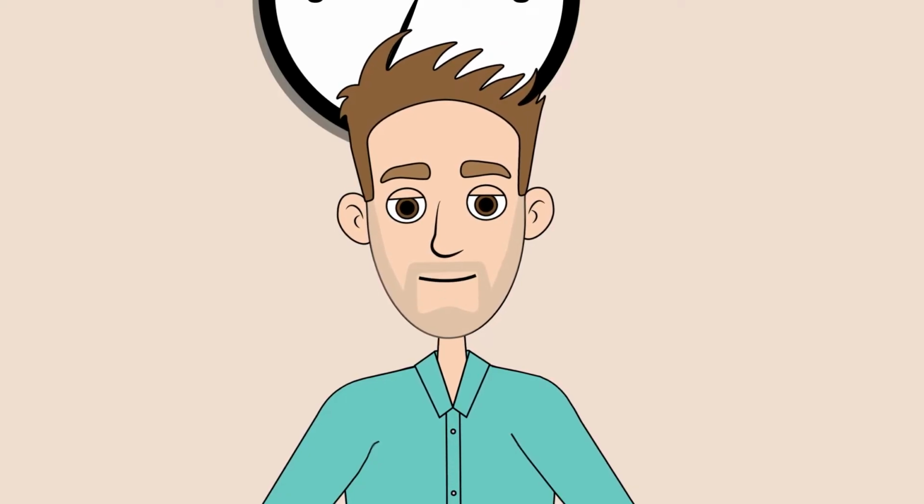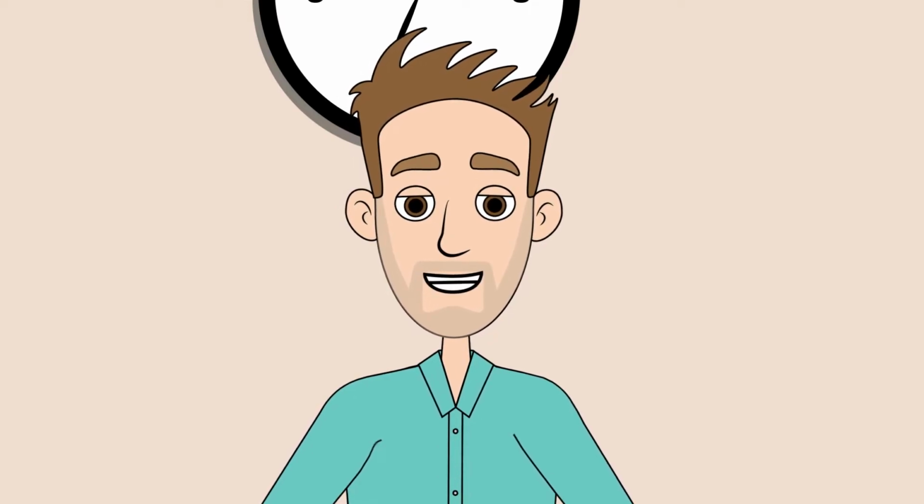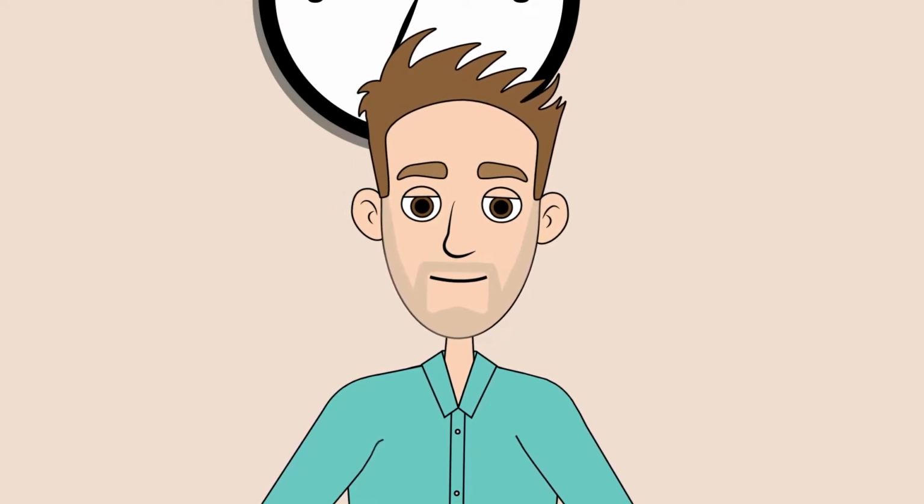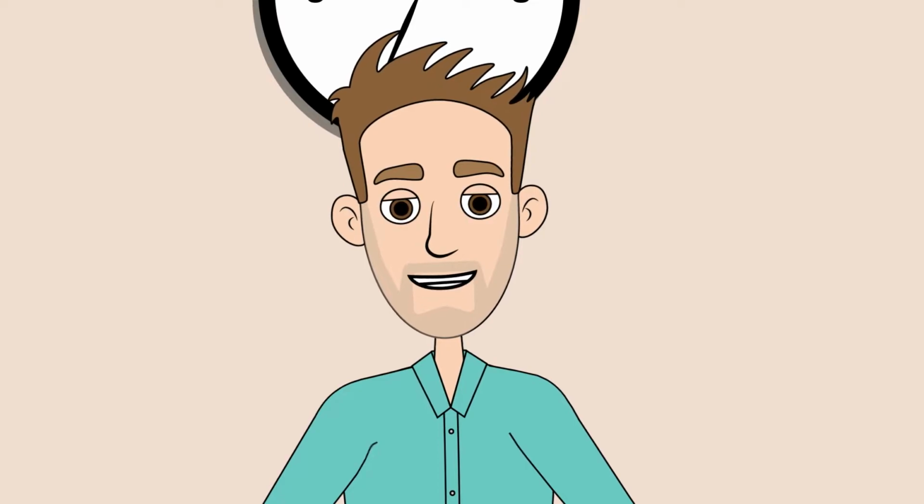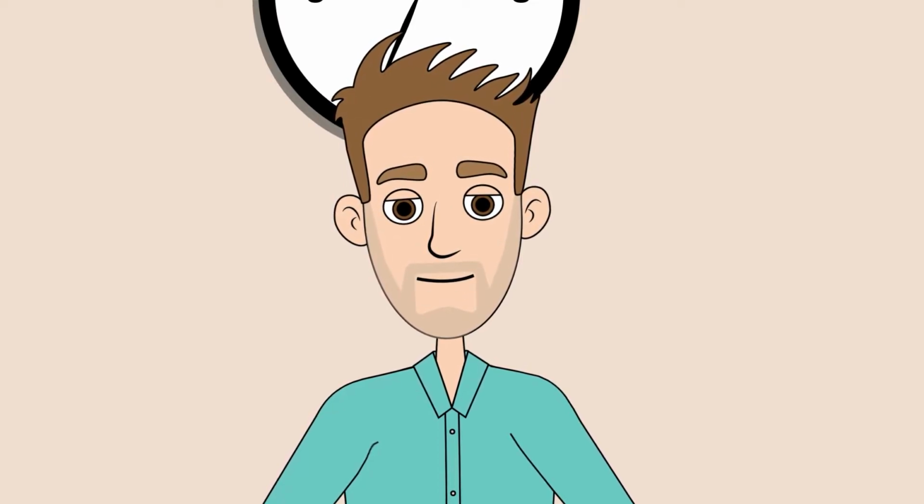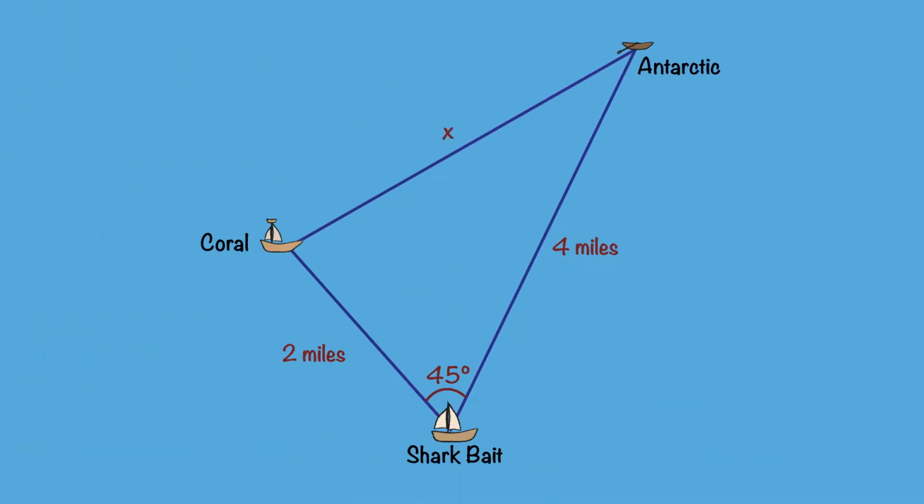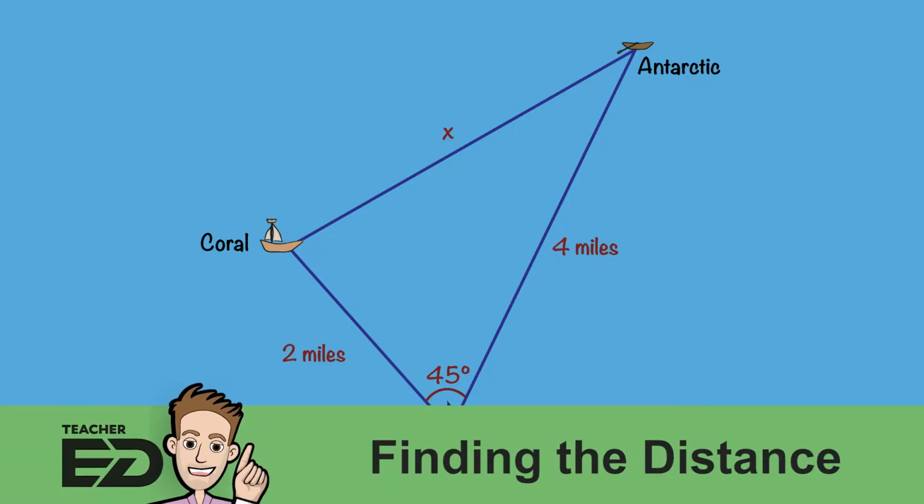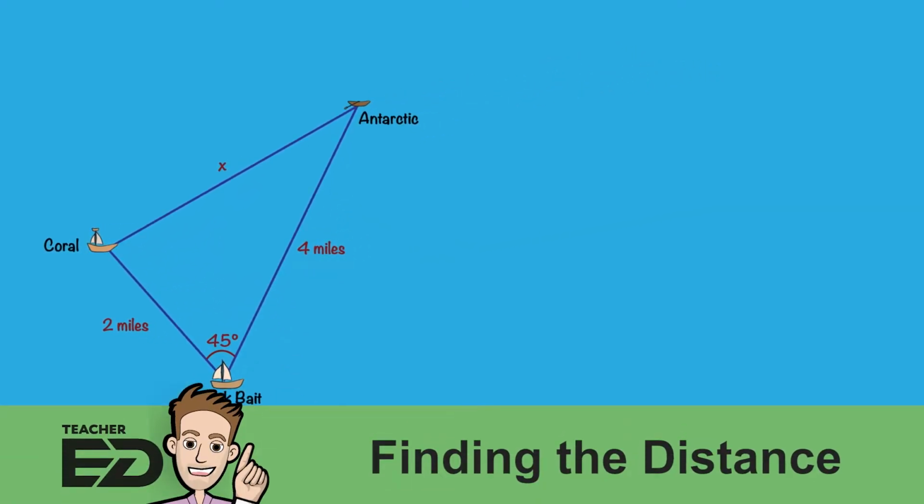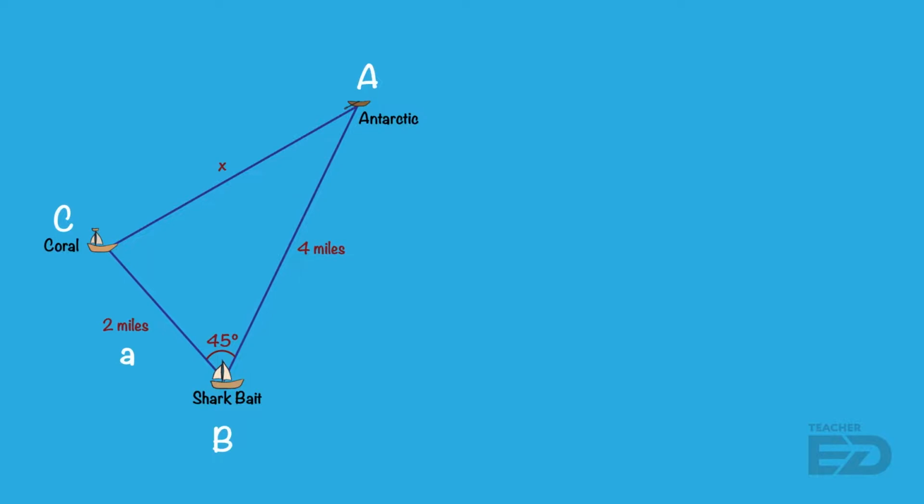So as we can see, the Law of Cosines is handy when working with non-right triangles. Now, let's find the distance between Coral and the Antarctic. We will start by labeling our angles and our sides so that we can easily find the variables needed to solve our formula.